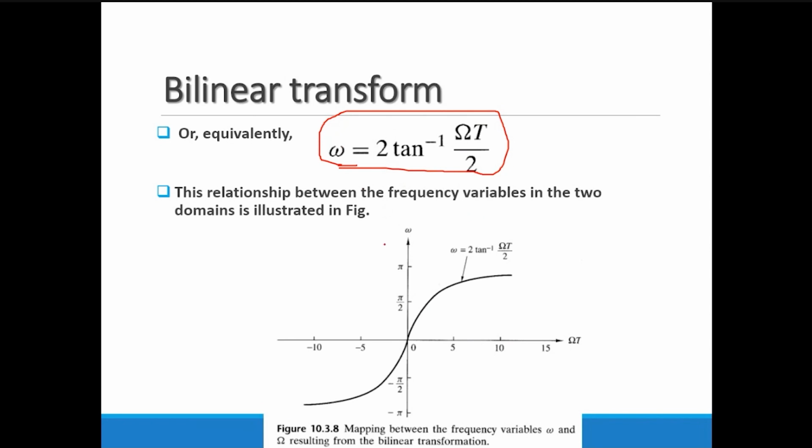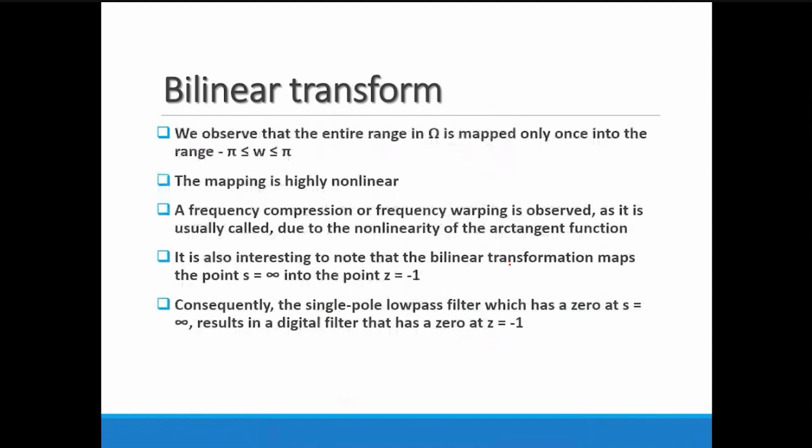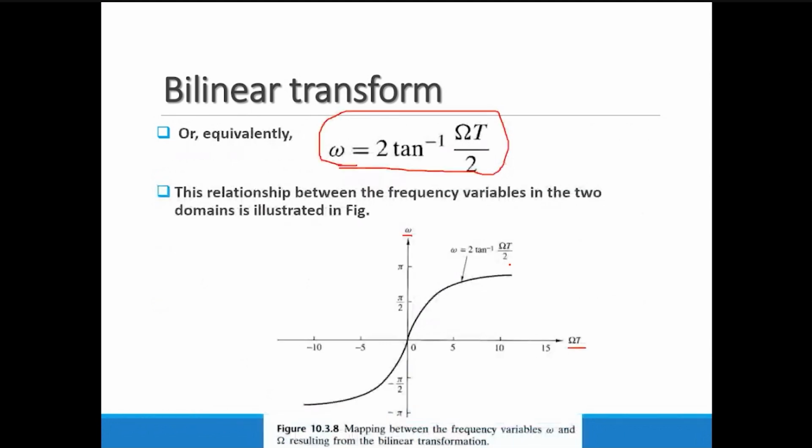So when you plot this, you get the omega_o T values on the x-axis and the output for the omega values here, and whatever curve you get is based on the equation omega equal to 2 tan inverse of omega_o T by 2. So what we conclude from this graph is that the entire range of the analog frequency is mapped only once into the range minus pi to pi. Whatever analog frequency values you take, all are mapped between minus pi and pi only.